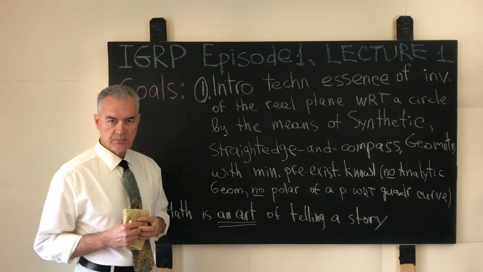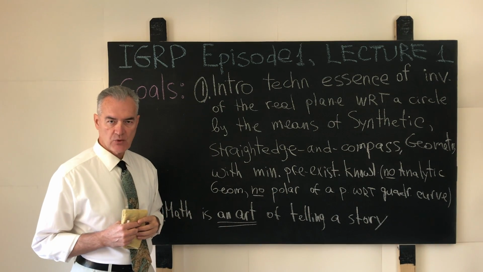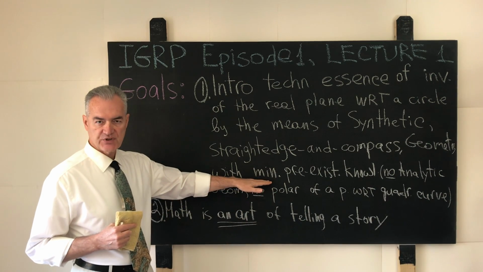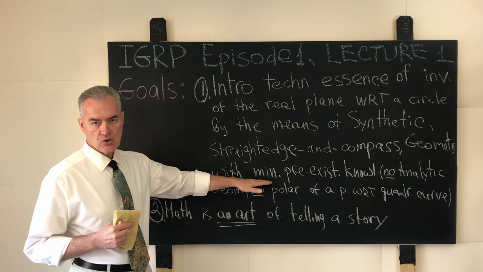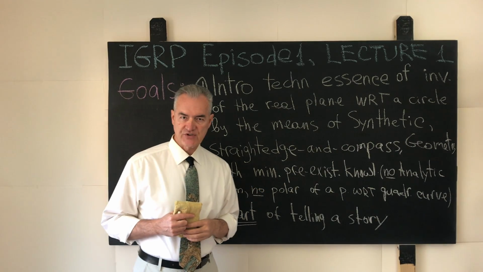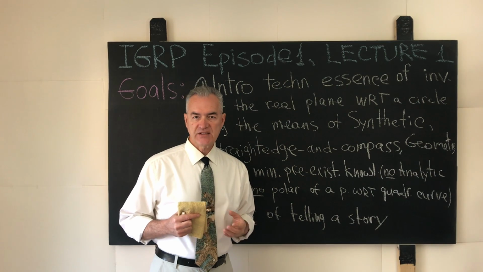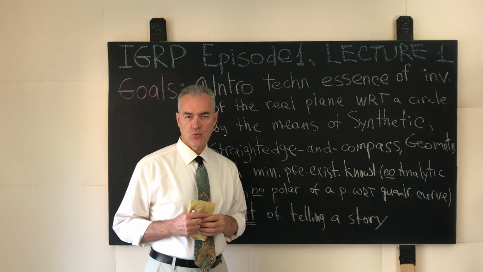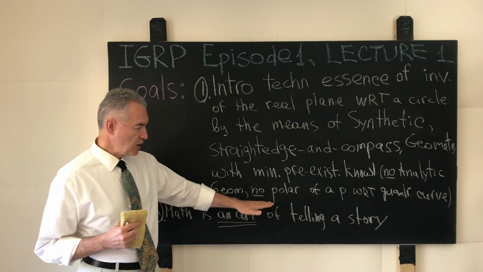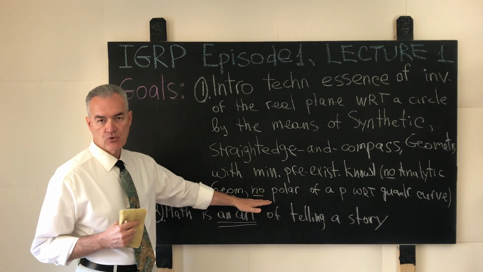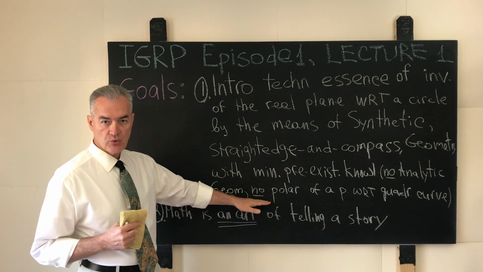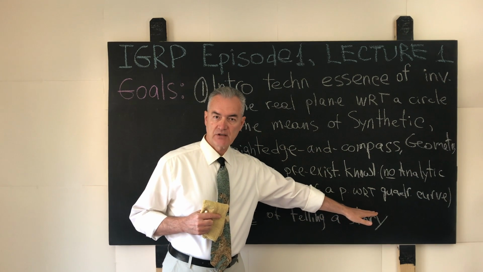The fact that we will be studying inversion of the real plane with respect to a circle using the minimal amount of pre-existing mathematical knowledge also means that we will introduce one possible definition of that geometric transformation in the most basic or the most elementary way possible, without, it is important to understand right off the bat, the reliance on the notion of the so-called polar of a point with respect to a quadratic curve.